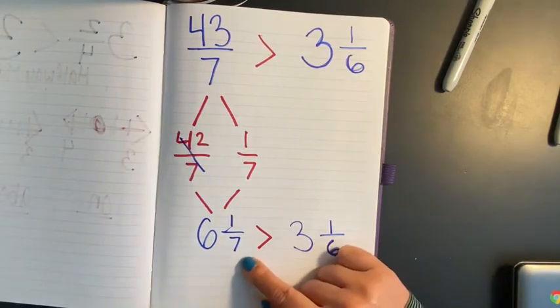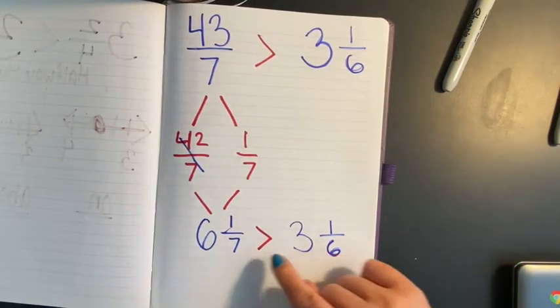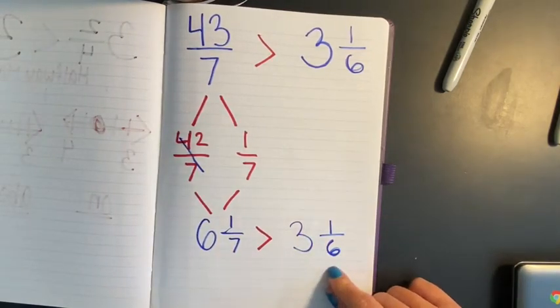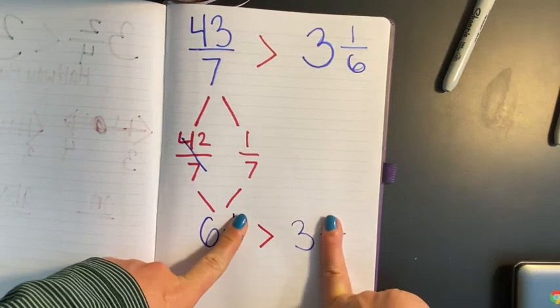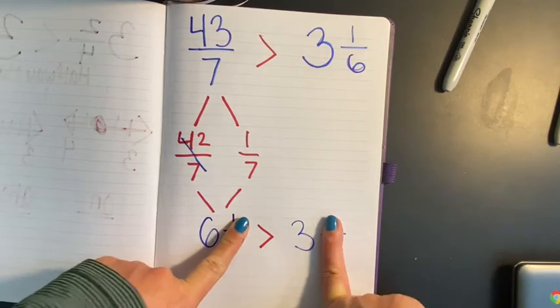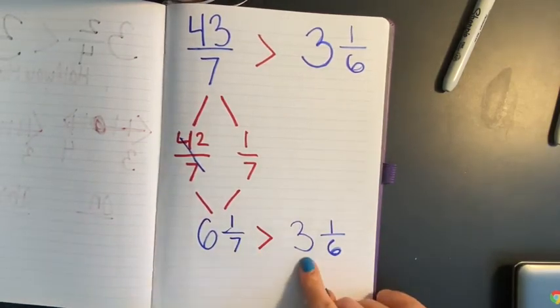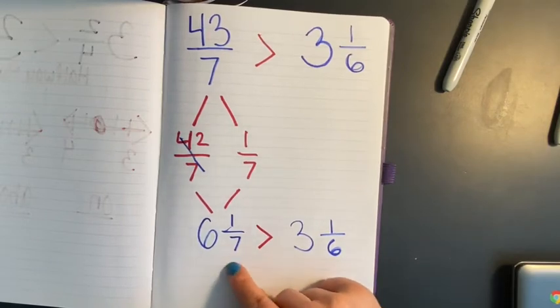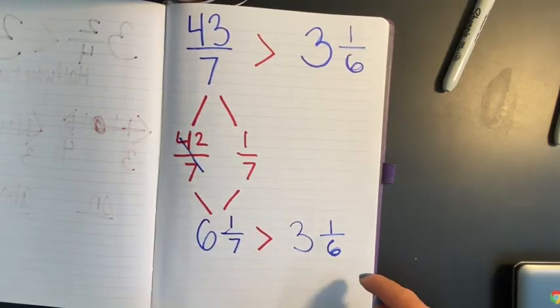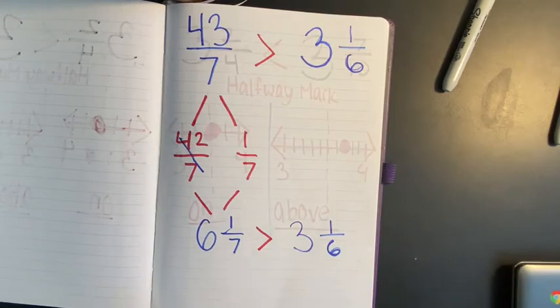So now we were able to compare 6 1/7 with 3 1/6. In doing so, all we had to compare was the whole numbers because they're different. So I know that 6 is always going to be above 3 no matter what the fraction is. So 6 1/7 is going to be greater than 3 1/6.